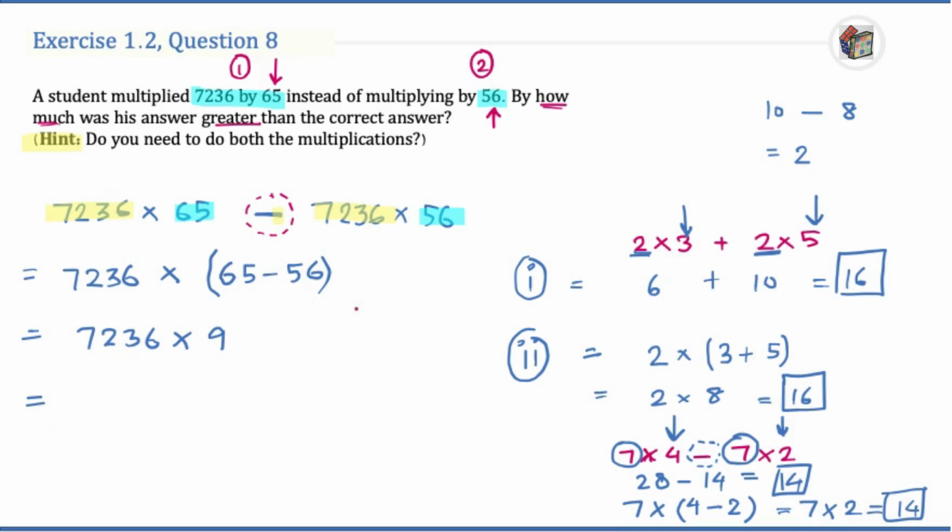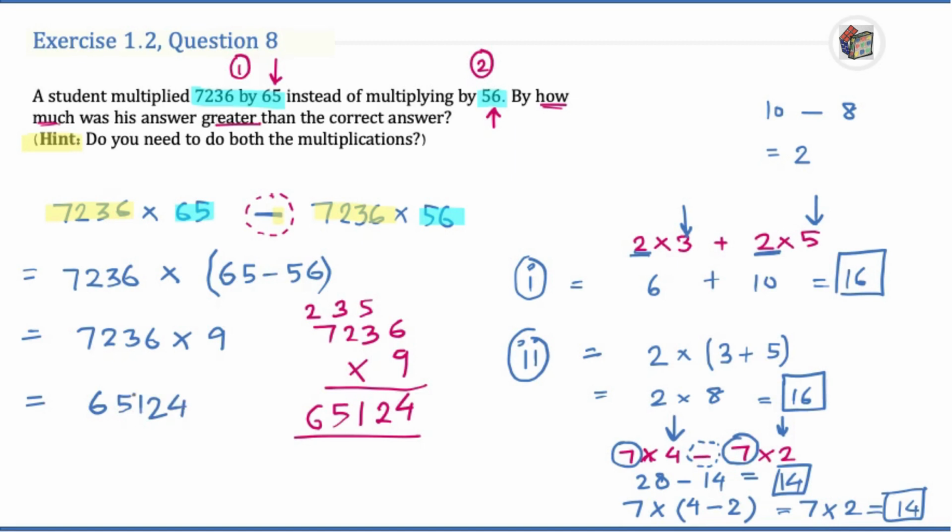Okay, so it is 7236 into 9. This is 54. 9 3s are 27. You add. Then 9 twos are 18 plus 3, 21. Then 63 and 2, 65. So your final answer is 65124.